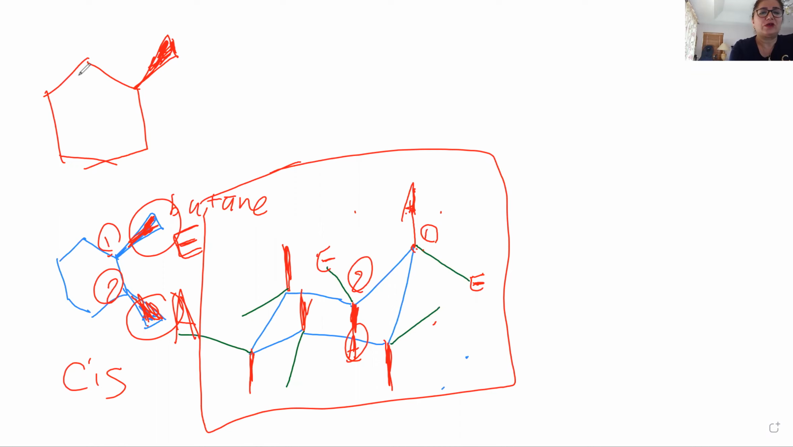Let's look at this structure here. Can you tell me the positions of the branches for the most stable? Just imagine this is cyclohexane. Is this diaxial or diequatorial? And how do we know, for the most stable structure?